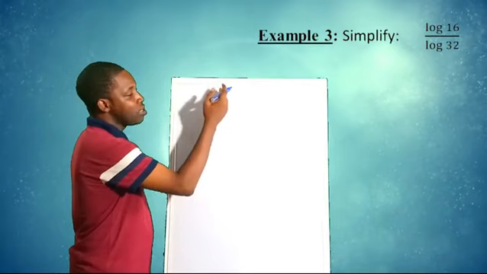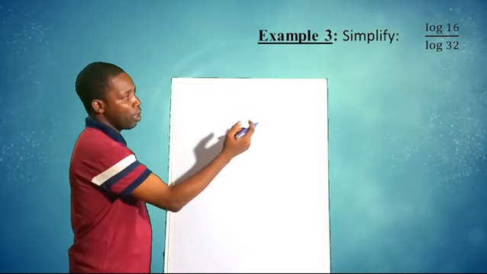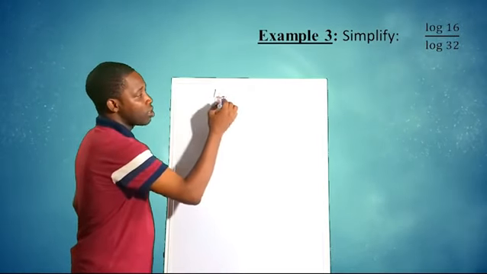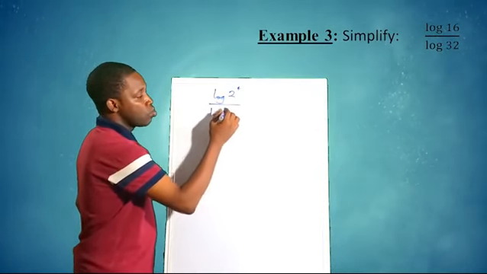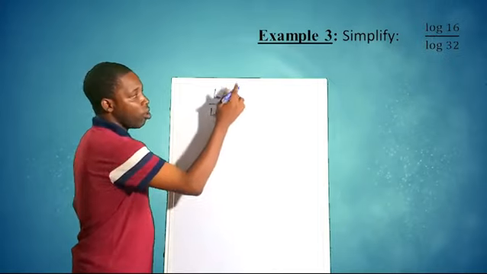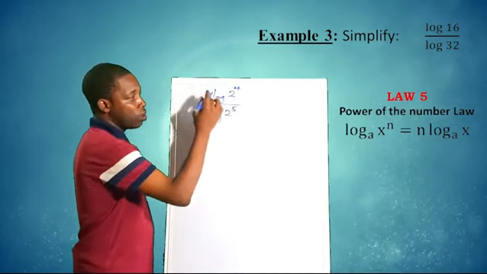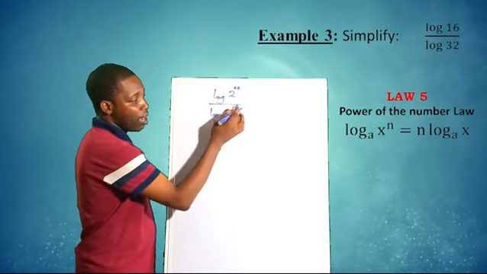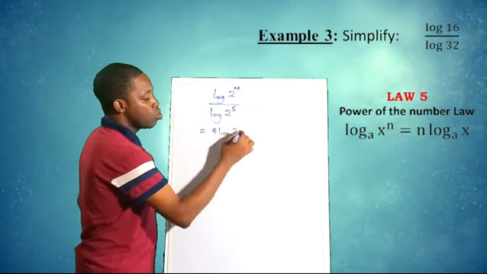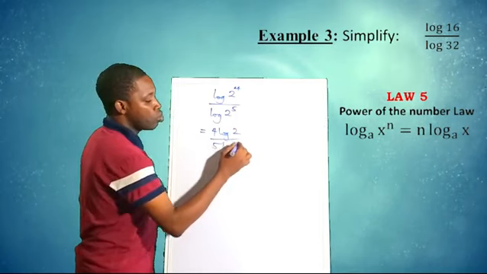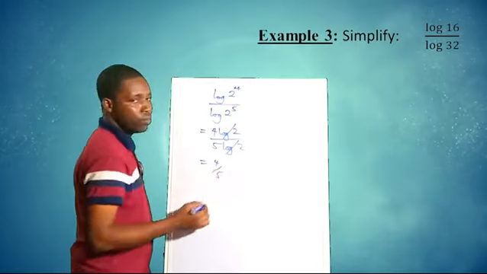Now we have log 16 over log 32. I can express 16 and 32 with a common prime number, which is 2. I can have log 16 as 2 raised to power 4 over log 32, which is 2 raised to power 5. The 4 can come to the back of this. Remember the fifth law, the power will come to the back of the log. The same thing applies to the denominator. The 5 will come to the back of the log. So we have 4 log 2 over 5 log 2. Then the log 2 cancel each other. We have 4 over 5.